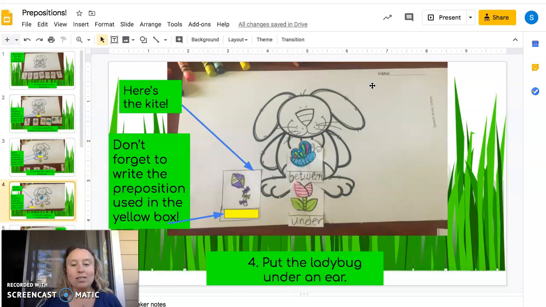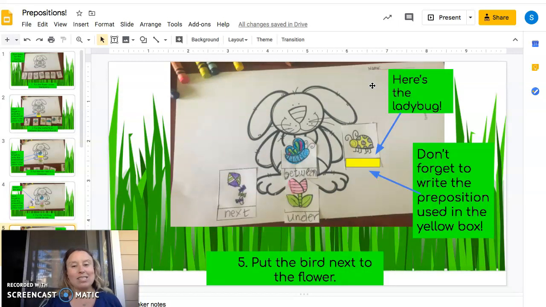Direction number 4, put the ladybug under an ear. Pause me now. Here's the ladybug. She's under an ear. Don't forget to write your preposition. You'll also notice that as Mrs. Smith's pictures keep going, I'm writing the preposition from the previous direction below its picture. So if you ever get confused, you can always just look at the slides and it'll help you figure out which preposition we were discussing.